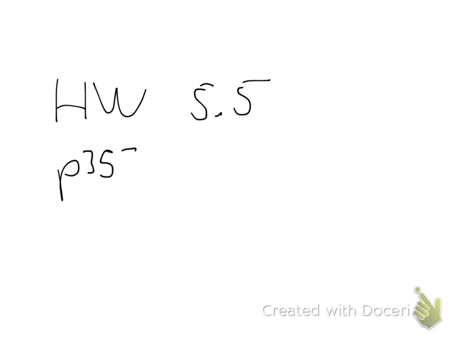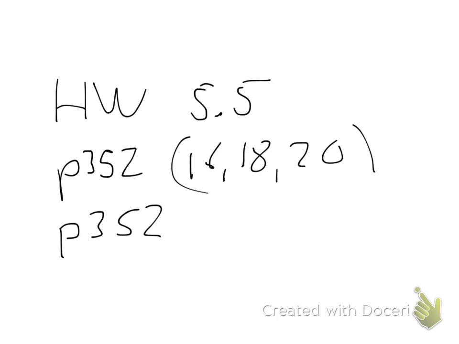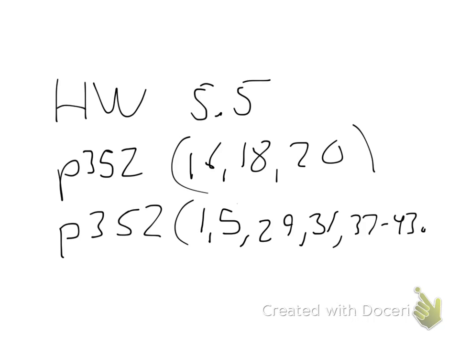Your homework. So homework 5.5. What we have here is page 352. You guys should have done 16, 18, and 20. And then on page 352, day 2, I want you guys to do 1, 5, 29, 31, 37 through 43 odd, and 57 and 69. Have a great day.